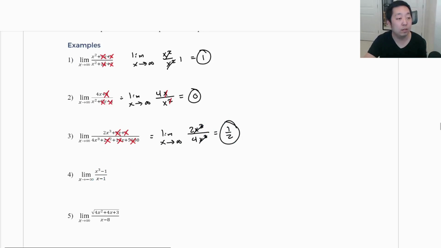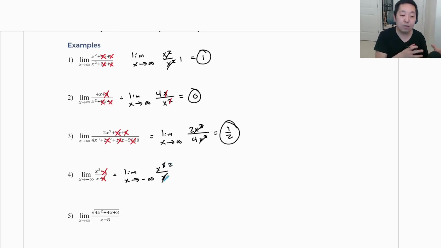How about this one? Kind of the same thing. We're just going to drop the smallest powers, even though it's negative infinity. X cubed over x. One of those x's canceled. It becomes x squared. So if I take a big negative number and I square it, it becomes positive. So this would be a big positive number, positive infinity.